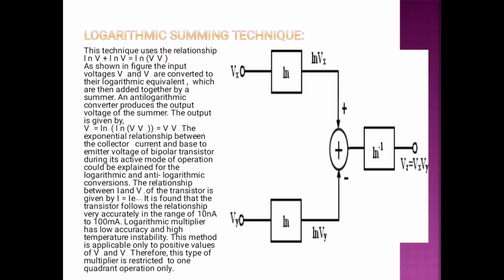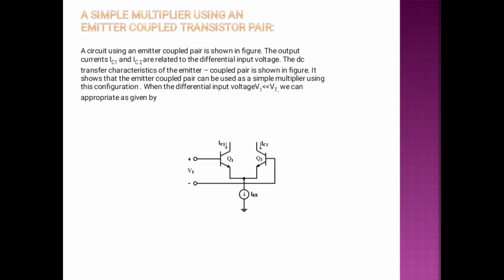As shown in the figure, the input voltages Vx and Vy are converted to their logarithmic equivalents, which are then added together by a summer. An anti-logarithmic converter produces the output voltage of the summer. The output is given by V is equal to ln inverse. This uses the exponential relationship between the collector current and the base to emitter voltage of a bipolar transistor during its active mode of operation, for logarithmic and anti-logarithmic conversion.